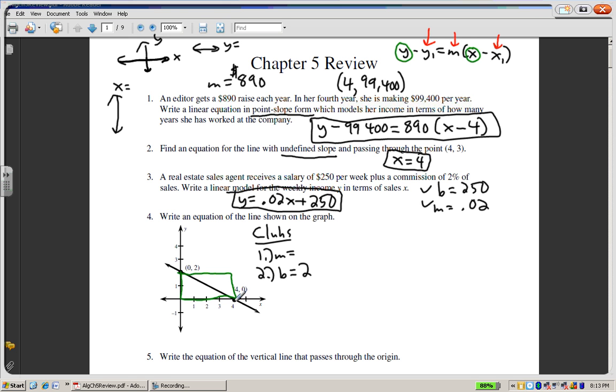And let's start from this point. So we're going to rise 2 blocks. So that's a positive 2. Then we're going to run 1, 2, 3, 4, and that's a negative 4 since we're going to the left towards the negative numbers on the x-axis. So my slope is going to be positive 2, so my rise, over the run, which is negative 4. We can simplify this down to negative 1/2. And so I have both major clues. y equals mx plus b, so y equals negative 1/2 x plus 2.